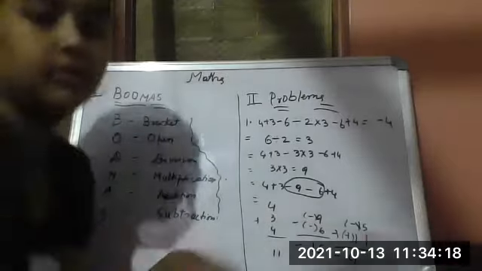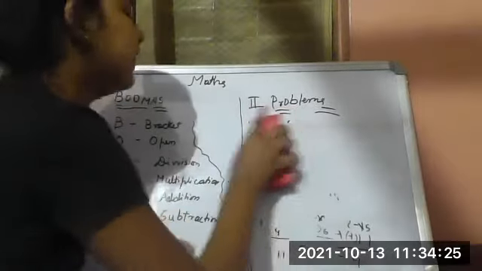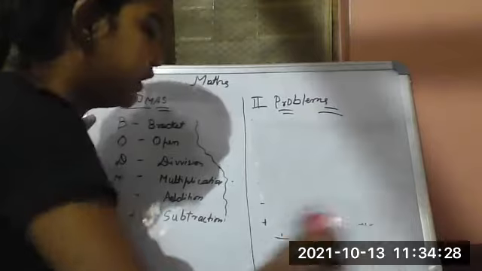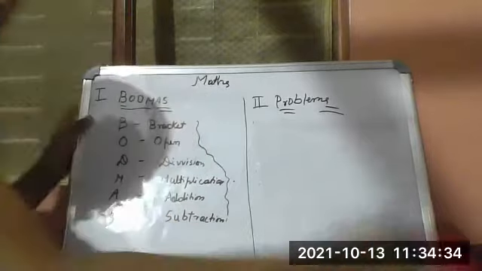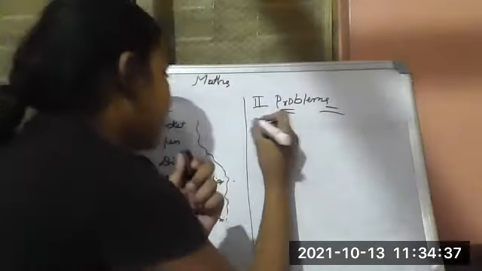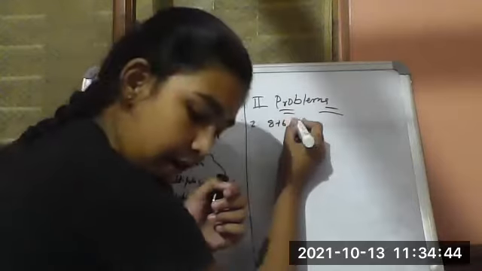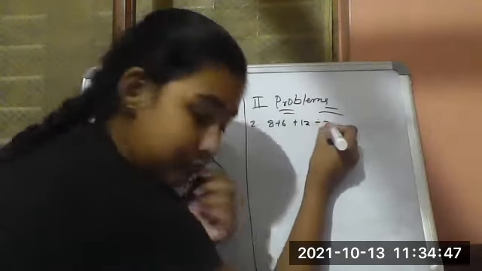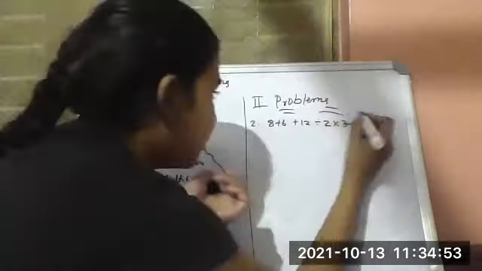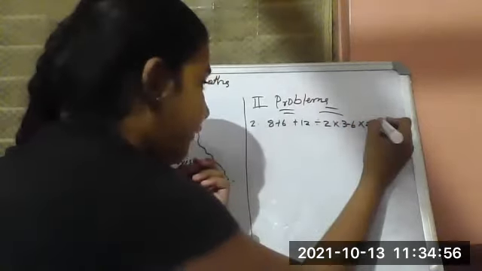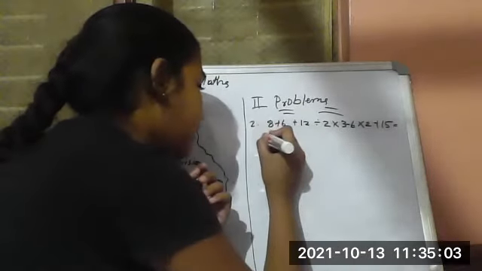This is how you do the problem. Now let's go to the next problem. If you have any doubt, you can put it in the comment section and I will clear it. Let's see the second question. 8 plus 6 plus 12 divided by 2 into 3 minus 6 into 2 plus 15. So it's a bit long, but it's okay. We can solve it step by step.